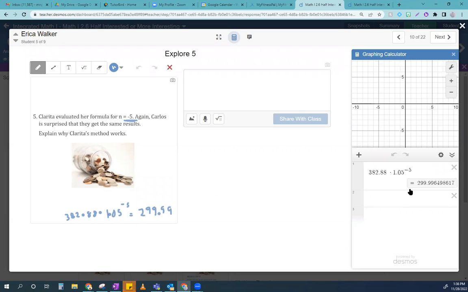So let's just review really quick, right? Where did this $382.88 come from again? Yeah, that's how much they started with, or that's how much they looked at the account at that certain point. And they're calling that day 0. Okay. So that's very typical of what we're looking at. That's what they're counting or evaluating from. Does that make sense? Good.